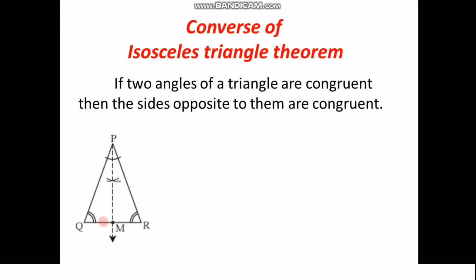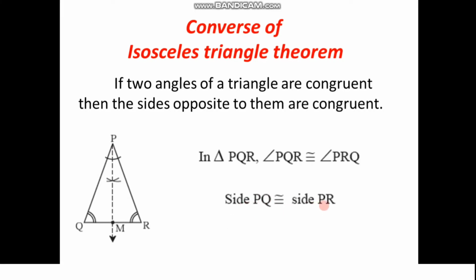Let us have triangle PQR for which the base angles, angle Q and angle R, are given to be congruent. If it is so, in triangle PQR, angle PQR is congruent to angle PRQ, which is given. Then the sides opposite to them are also congruent. The side opposite to angle Q is PR and the side opposite to angle R is PQ. So these two sides must be congruent. This side PQ is congruent to side PR. So this is the converse of the isosceles triangle theorem.